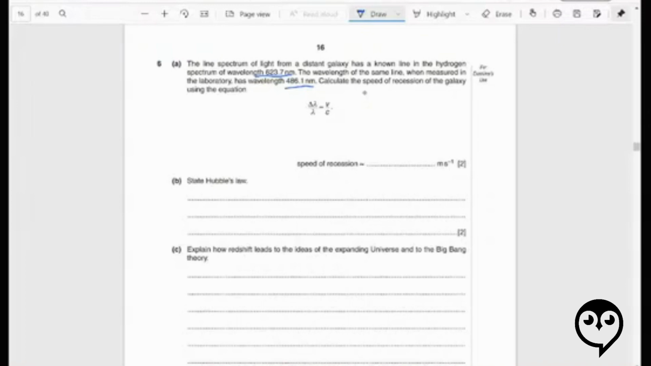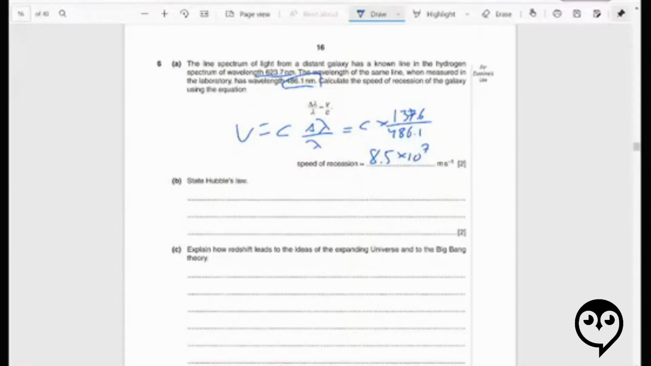Okay, so calculate the speed of recession. So c times, what is our difference at 137.6 over what it would be in the laboratory? Okay, so we get, let's say, 8.5 times 10 to the 7 meters per second. If you get something above the speed of light, something is wrong.